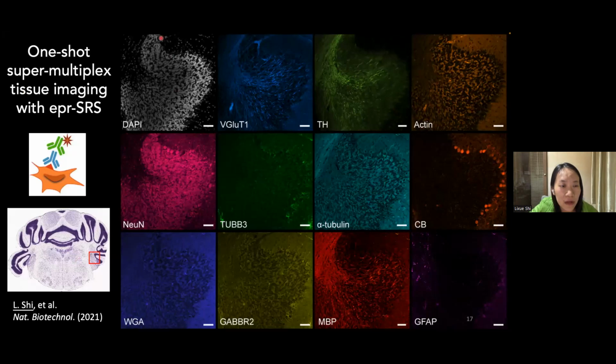So after functionalizing MARS dyes with a linker and also conjugating them to antibodies, we achieved one-shot 12-color protein imaging on mouse brain tissues with epr-SRS. This type of application was beyond the imagination for the Raman community before.